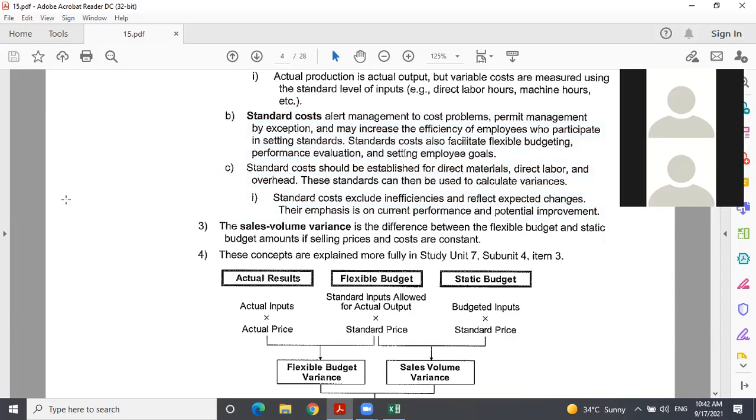When we set the standard cost, we should consider all the possible changes which could happen in the market. We should accommodate it, but we will not accommodate inefficiencies. Why? Because we don't know how inefficient the machine or human being will become. So we'll take the ideal figures for the standard costing.